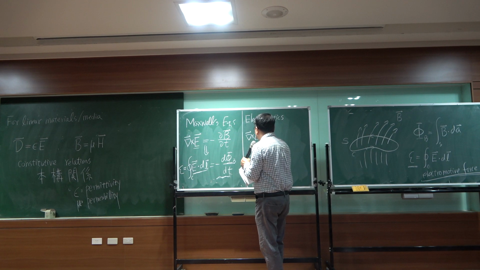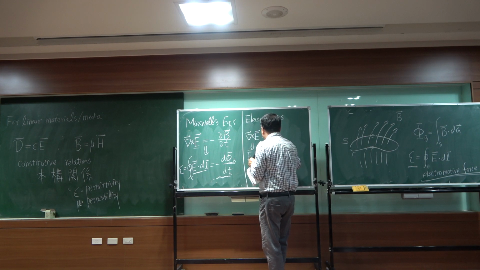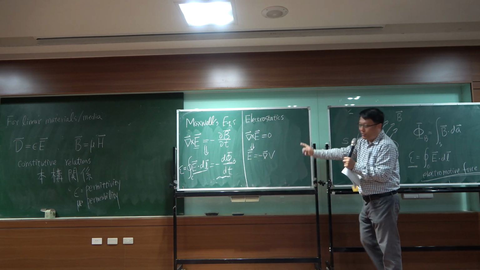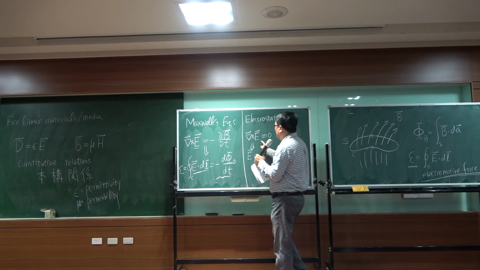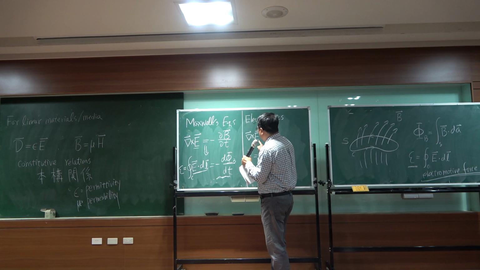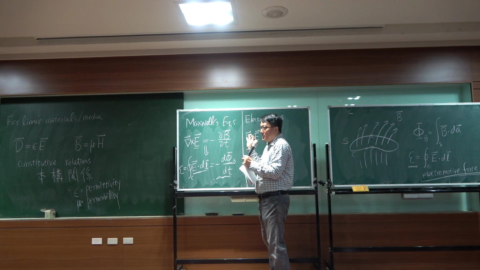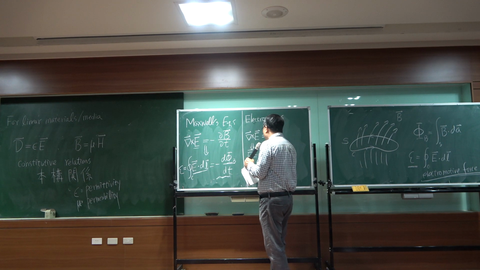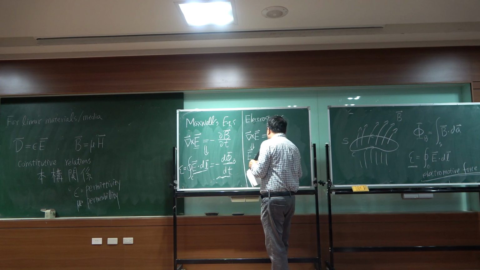E can be written as minus gradient V. Here V is the potential. So if this equation is correct, then I will find this consequence.